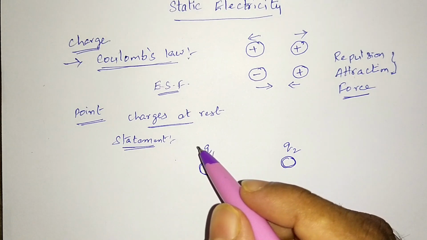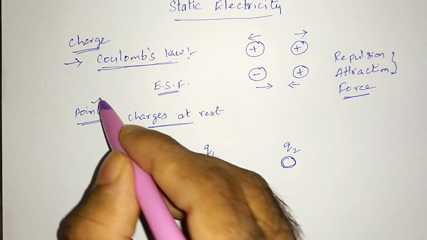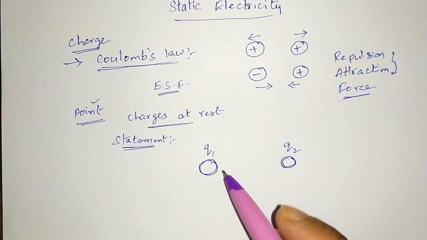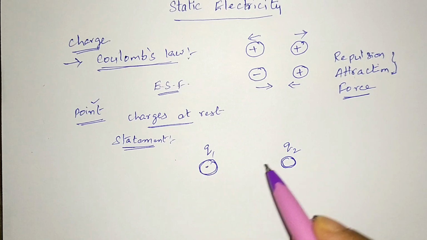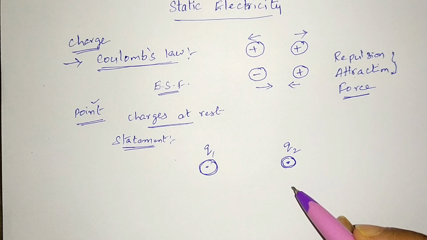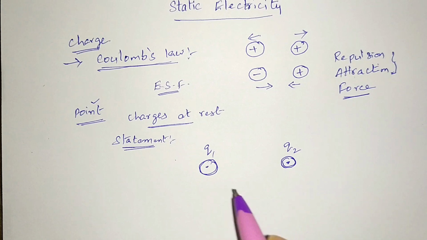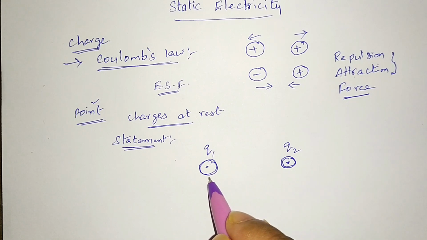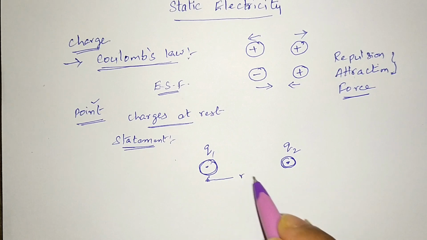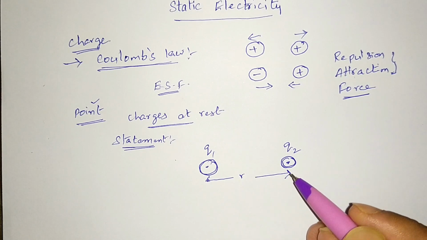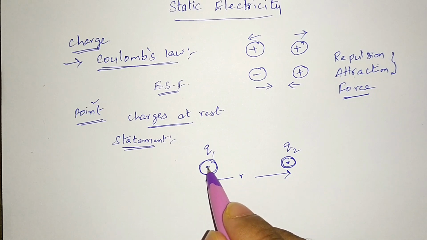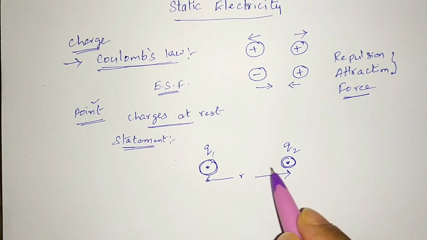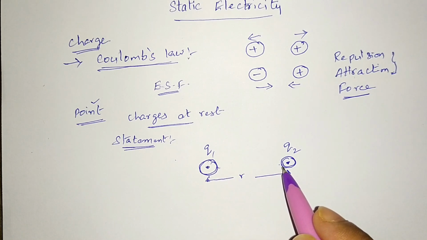Sir, you said that this is applicable for point charges and you are drawing spheres. Here I am considering these as point charges. The whole charge is concentrated at the center of the charged particles. Remember that. So one has a charge Q1 and the other has charge Q2, and the distance between their centers is r. Remember, r is the distance from the center of one charge to the center of the other. It is not the distance between the surfaces.